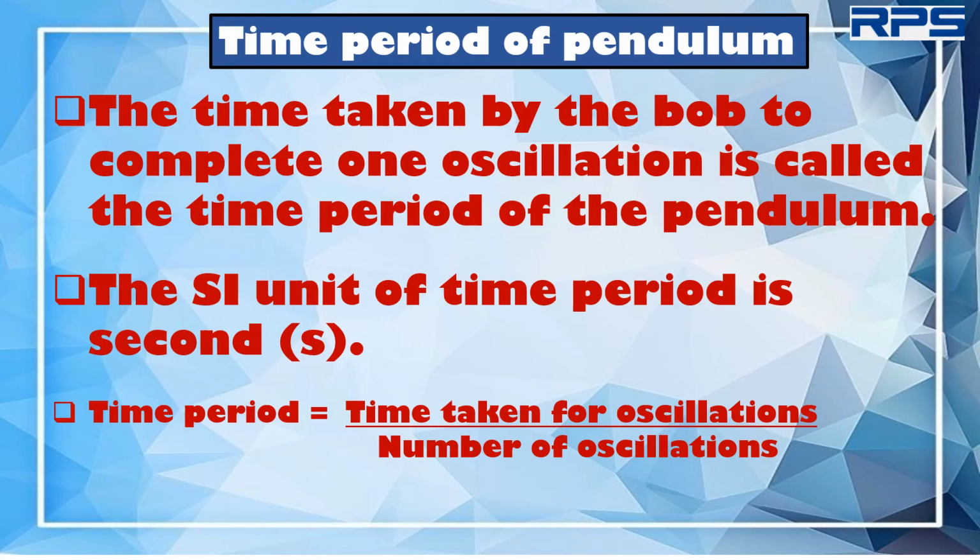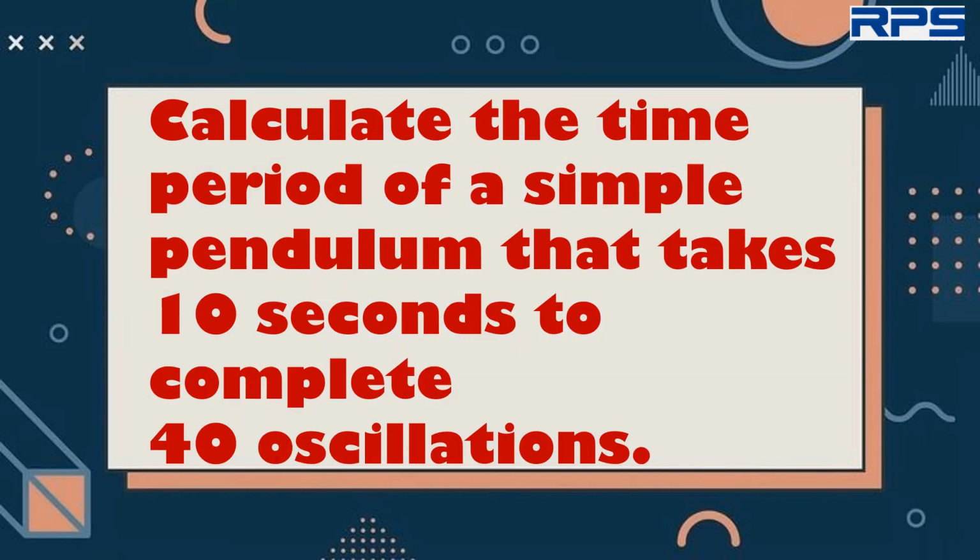The time taken by the bob to complete one oscillation is called the time period of the pendulum. The SI unit of time period is second. The time period of a pendulum can be calculated by dividing the time taken for oscillations by the number of oscillations. Now let's try to solve this question based on time period. Calculate the time period of a simple pendulum that takes 10 seconds to complete 40 oscillations.